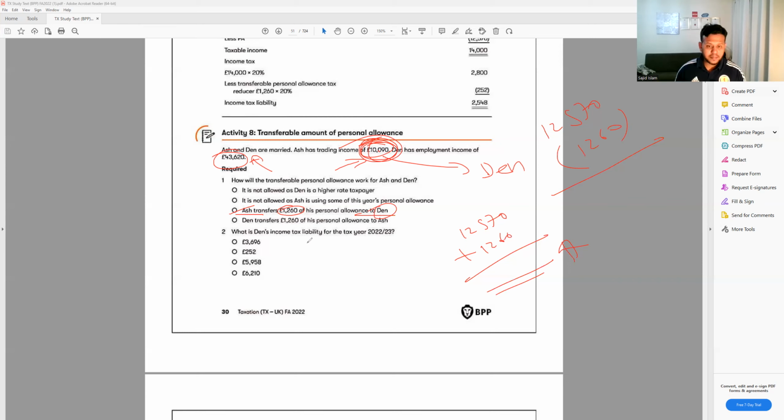What is Dan's income tax liability? Okay, so Dan has, very simple, 43,620. Now the personal allowance will be how much for Dan? So he has his own 12,570 plus 1260 from the wife. So his personal allowance will now be 13,830. So minus 13,830.